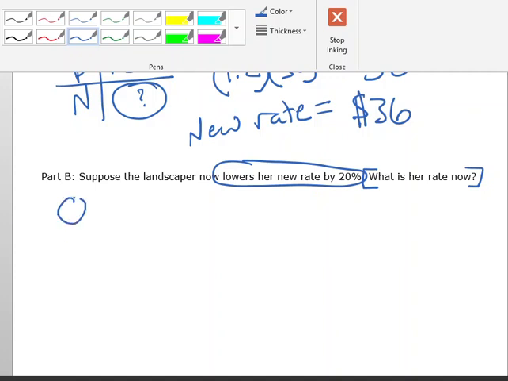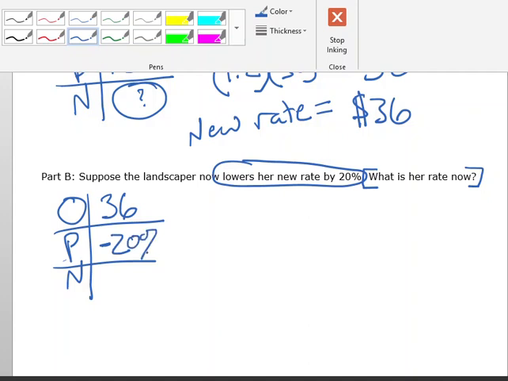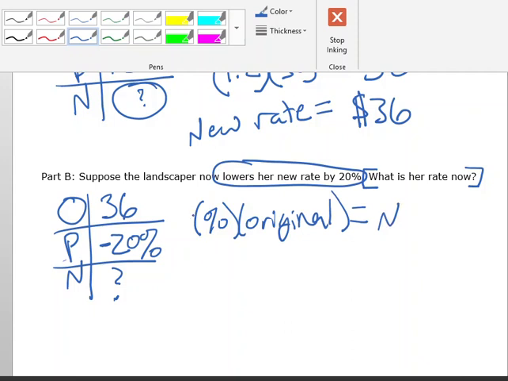So I'm going to do my OPN here. So my original in this case is 36. My percent change is minus 20%. And so my new is what I'm looking for. Okay. This will still work. Original is equal to N. So right now I have a 20% discount. So I'm paying 0.8 times 36.